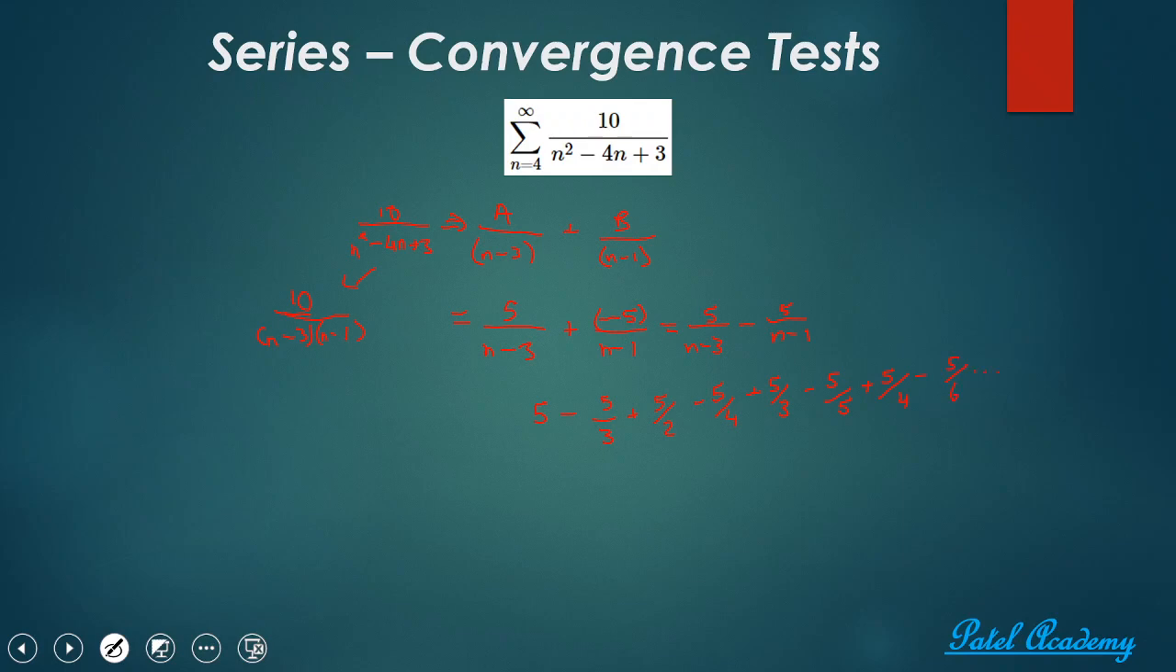Okay, so what do we see? The 5 over 3's will cancel, 5 over 4's will cancel, 5 over 5's will cancel, dot dot dot. So what are we going to be left with? We're going to be left with 5 plus 5 halves.